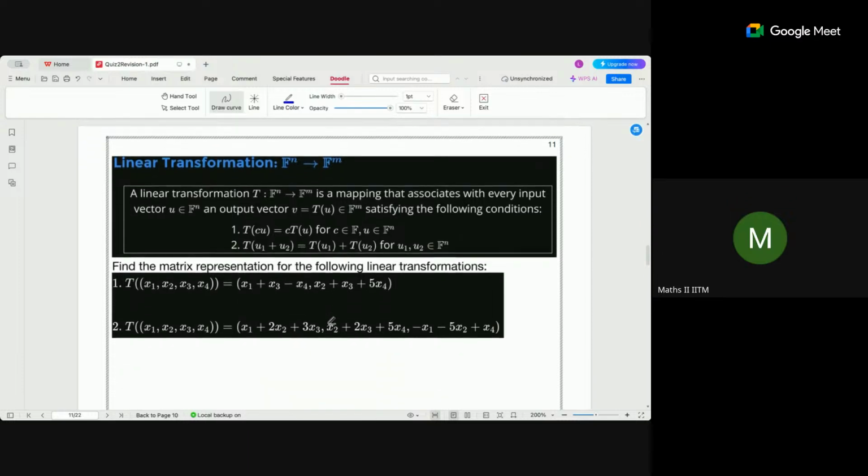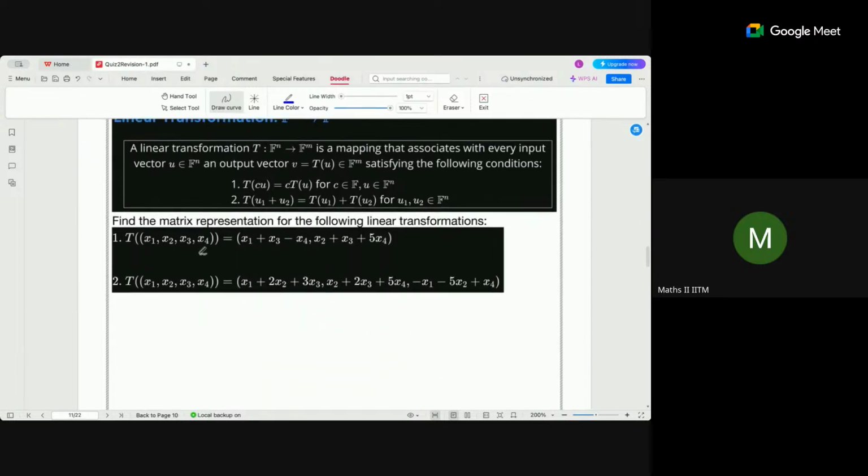Can you tell me what is the domain and codomain for the first one? T is from which space to which space? R4 to R2. Now what about the next one? T is from R4 to R3.